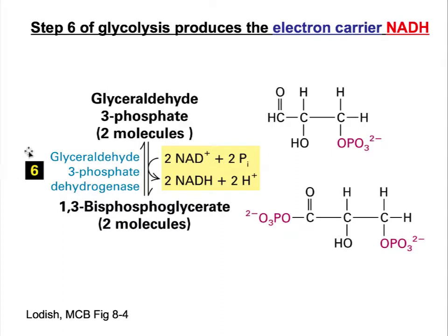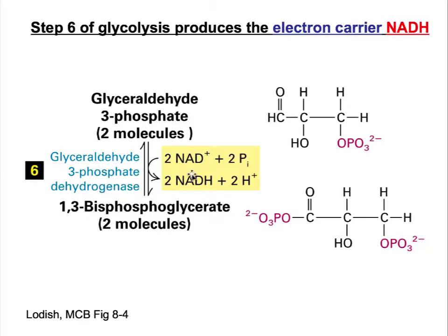During step 6, an enzyme called glyceraldehyde 3-phosphate dehydrogenase, and if you break this down, you should be able to figure out what the enzyme is doing. But basically, the enzyme is responsible for charging NAD plus, an electron carrier, with some passengers. These passengers are 2 electrons and 1 proton. So, 2 electrons and 1 proton.